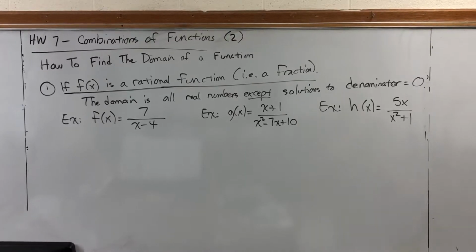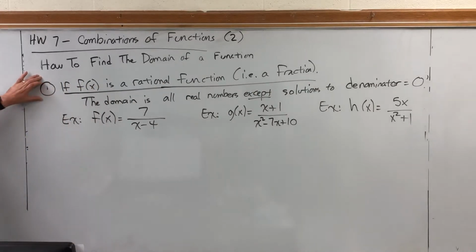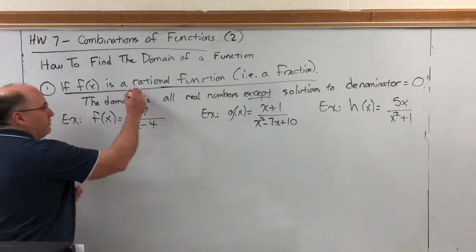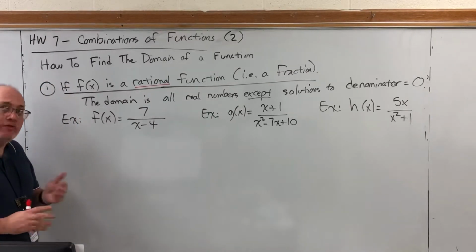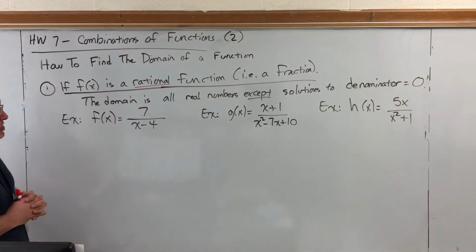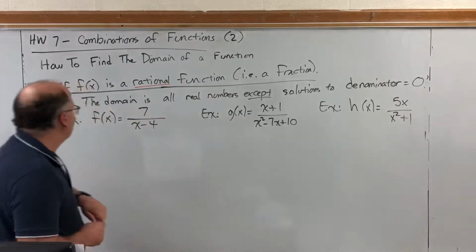In the next few videos, we're going to talk about how to find the domains of functions, dependent upon how those functions are structured. For example, our first type of function that we're going to look for the domain of is what's called a rational function. In math, the word rational means ratio of two objects, in this case, ratio of two polynomial functions. So in other words, a fraction.